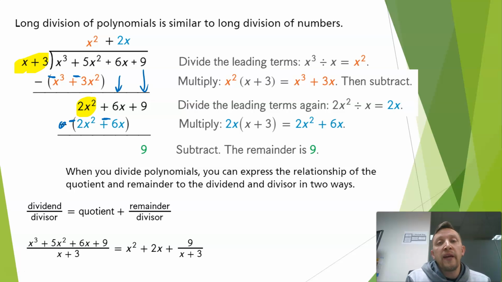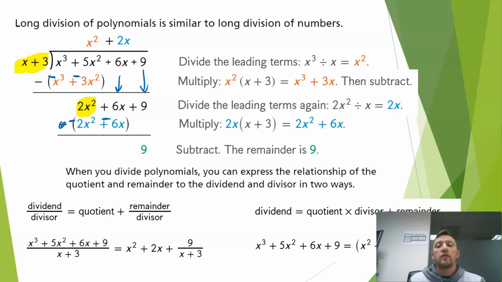So what do we do with that remainder? Just like when we had a remainder of 8 when dividing 229 by 17, remember we wrote that as a fraction. We're going to do the same thing here. With 229 divided by 17, we wrote our answer as 13 and 8/17. So for this, our answer is x squared plus 2x plus our remainder. Our remainder was 9, so plus a remainder of 9 over x plus 3.